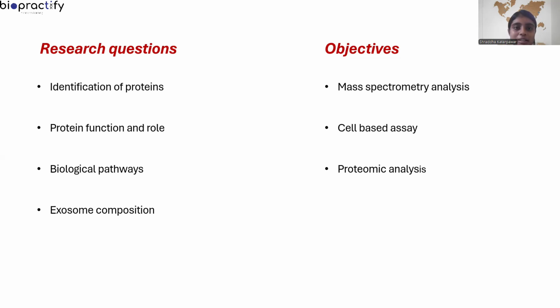To address these research questions, some objectives are designed in this study. Firstly, mass spectrometric analysis. Next, we are going to see the cell based assay, and then proteomic analysis.